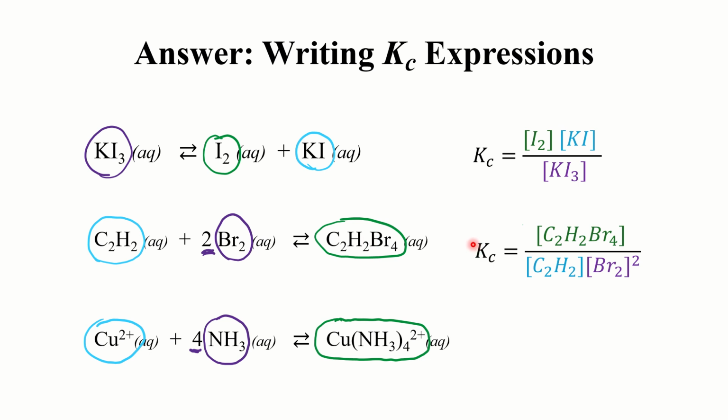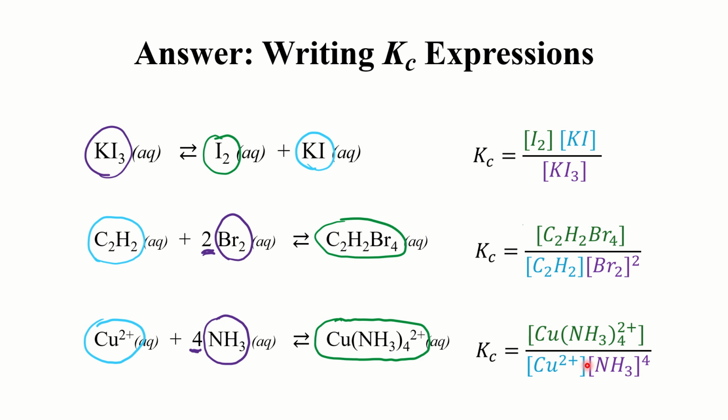There we go. So Kc would be equal to the concentration of the product on top there, C2H2Br4, divided by the 2 reactants. So the concentration of C2H2 goes on the bottom, and the concentration of Br2 also goes on the bottom. Just note that Br2 has a coefficient of 2, and so it gets an exponent of 2 in the Kc expression. For our third and final reaction, you see that we once again have 1 product.